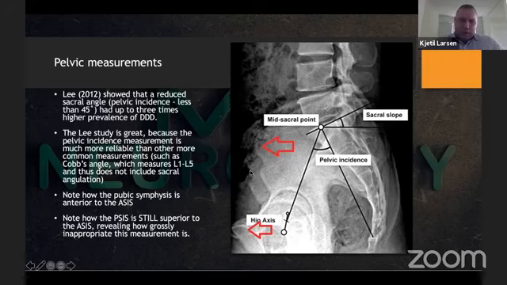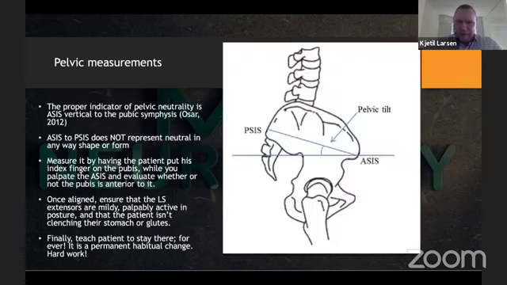Some clinicians state that we can have a more reliable measurement by drawing a vertical line from the ASIS down to the pubic symphysis. And I actually share this notion. I think that this is a good measurement. So I will show you that in a second.